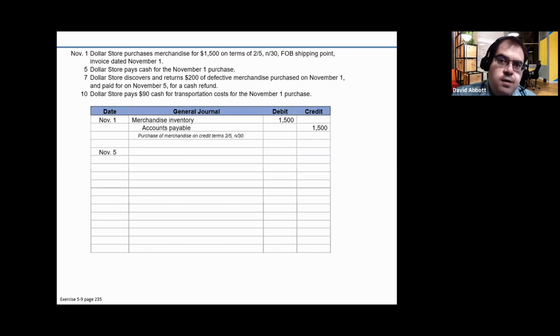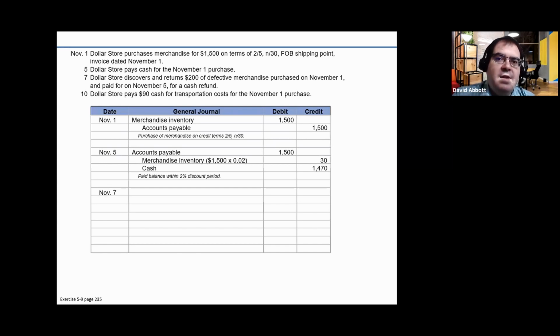Now on the 5th, they're going to go ahead and pay for the November 1st purchase. Because it's still within the 5 days, they're able to take a 2% discount. So we're going to debit accounts payable $1,500 because that now clears up the balance that we owe to our vendor. And then we're able to take a 2% discount, and that would be $30. So we'll credit the merchandise inventory for that. And then we'll credit cash for $1,470 because that's what we actually paid.